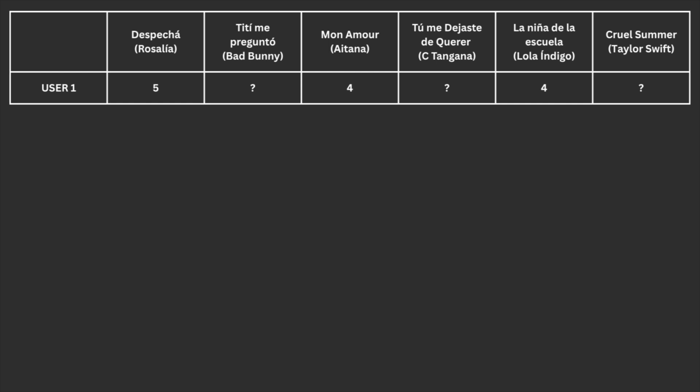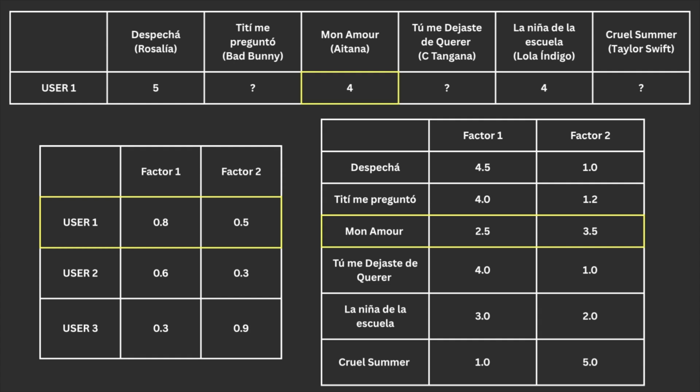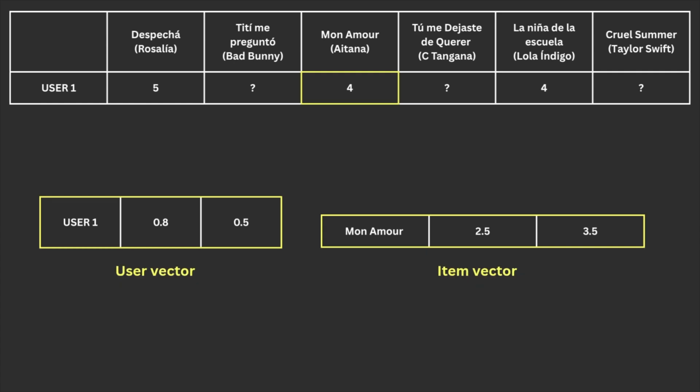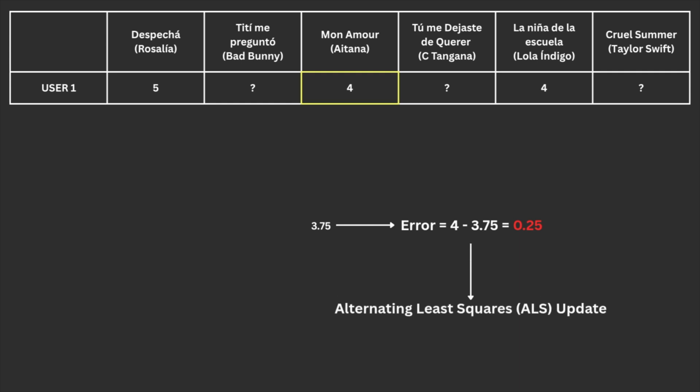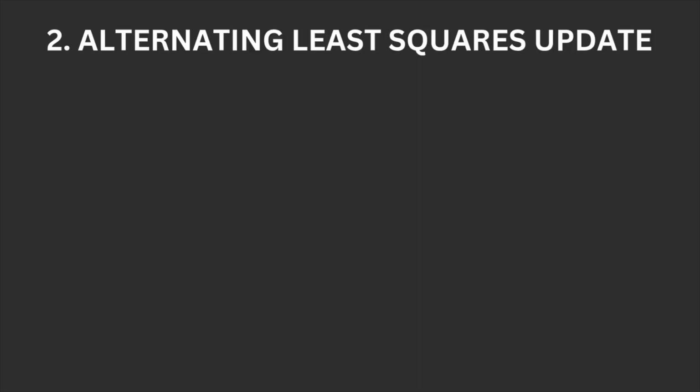For that, we need to start with something we do know. Say user 1 rated a song with a 4. Using our current user and song vectors, the model predicts an approximate rating for this. The error is the actual rating minus the predicted rating, totaling 0.25. To fix this small error, we'll use a technique called alternating least squares, or ALS for short. ALS iteratively tweaks the user and item vectors to minimize the error.